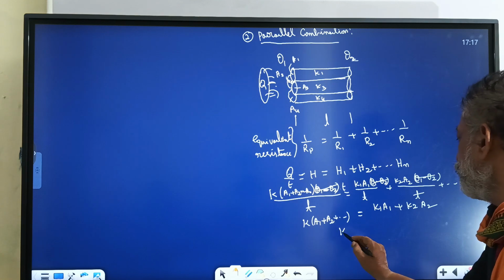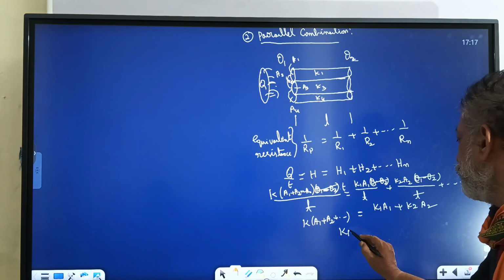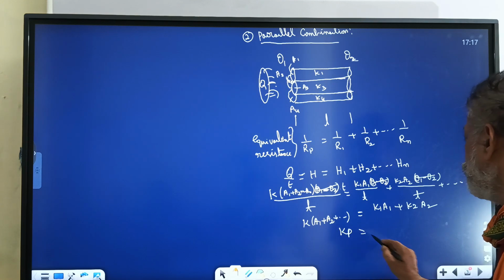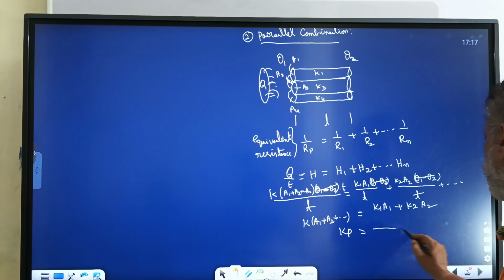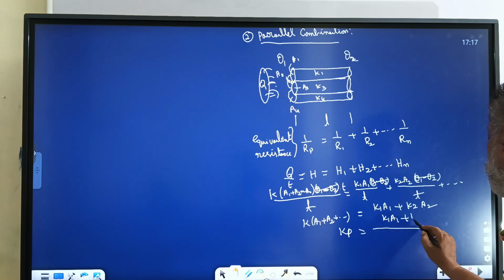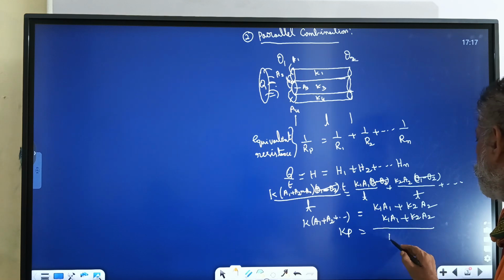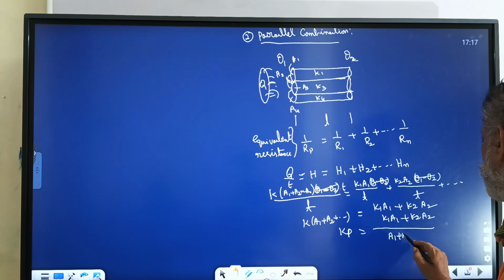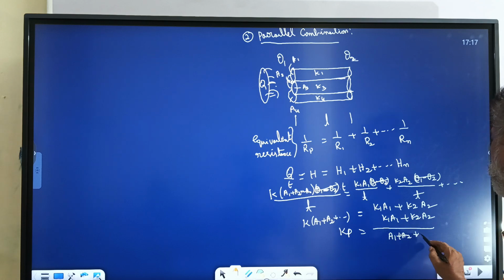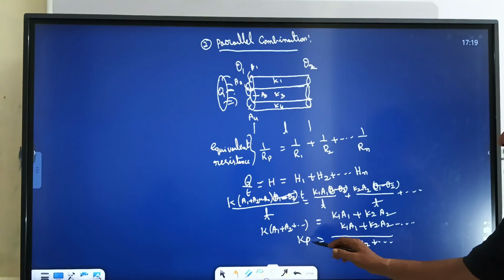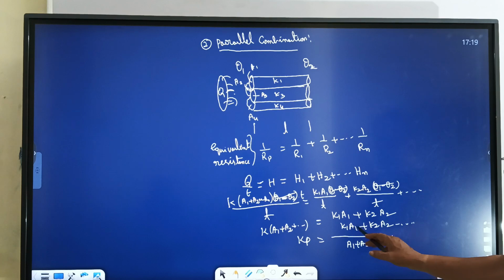Therefore the thermal conductivity in parallel, Kp, is equal to K1 A1 plus K2 A2 plus and so on, whole divided by A1 plus A2 plus and so on.